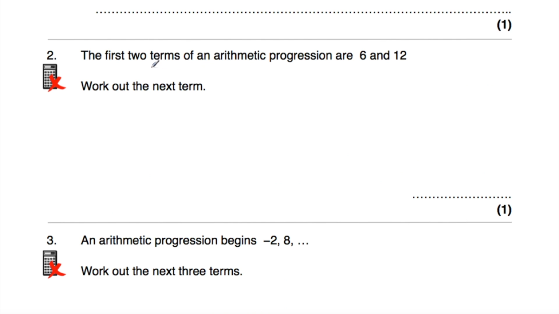So question number 2 says the first two terms of an arithmetic progression are 6 and 12, and we've been asked to work out the next term. So we've got 6 and 12. Now remember, with an arithmetic progression, each time we're going to be going up in the same step or down in the same step, so we're going up by the same number each time, the common difference. And as you can see, to get from 6 to 12 we add 6, so to get the next term in the sequence we add another 6, and 12 plus 6 is equal to 18, so the next term in the sequence is 18.